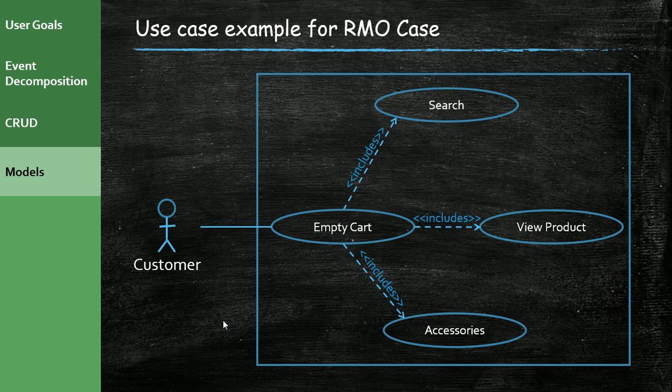So this is a more accurate way of describing how the customer is going to interact with the system, because they're not necessarily going to directly say, I want to view a product at this point. They might say, I want to empty my cart, but at the same time, they're going to be viewing products, searching, and viewing the accessories for those products. By the way, I believe that should say view cart, not empty cart. So it would be viewing their cart. So when they're viewing their shopping cart, they can search for more products, view the products that are in their cart, and view accessories that they can add for products that are in their cart.